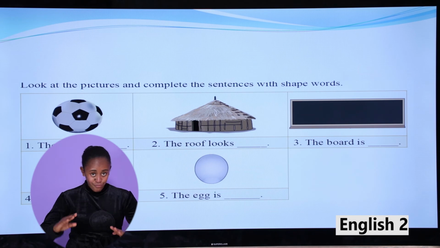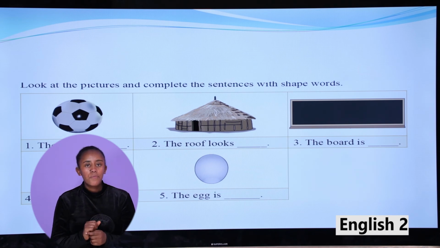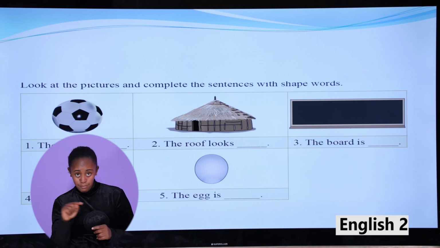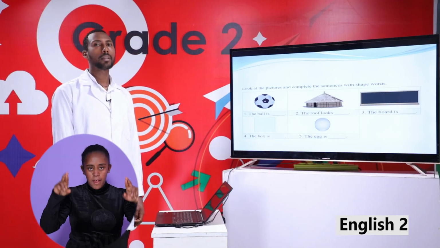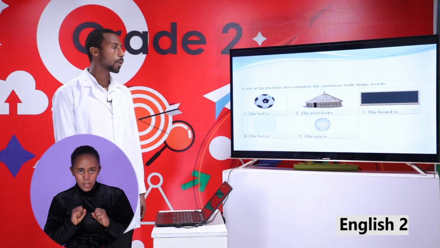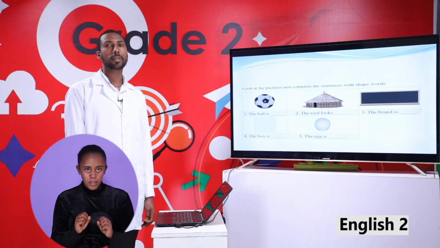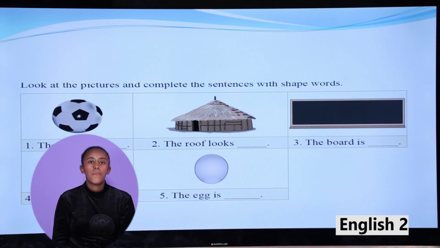Let us go to the third question, students. The board is dash. Student, what will be the answer for this question? I give you 10 seconds for this question. Well done. The answer is rectangle, because the board has a rectangle shape. So you can say the board is rectangle.